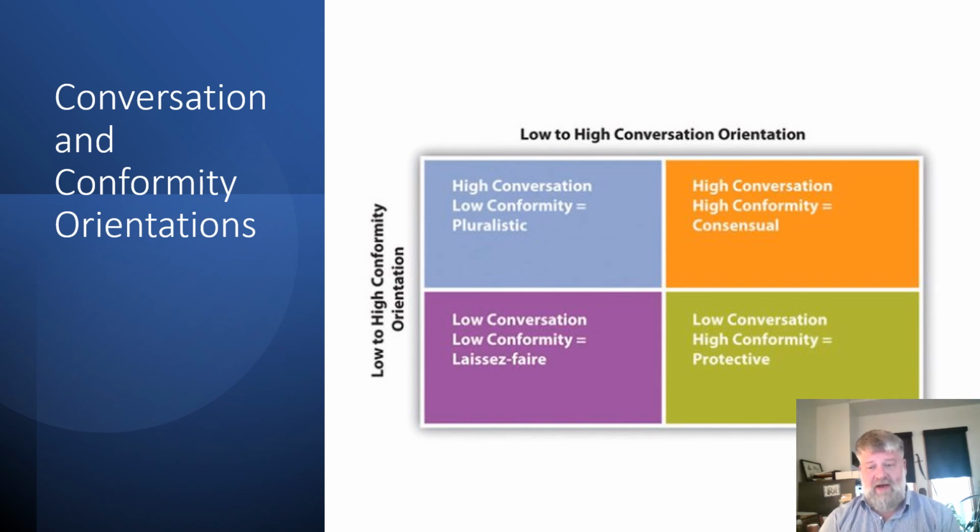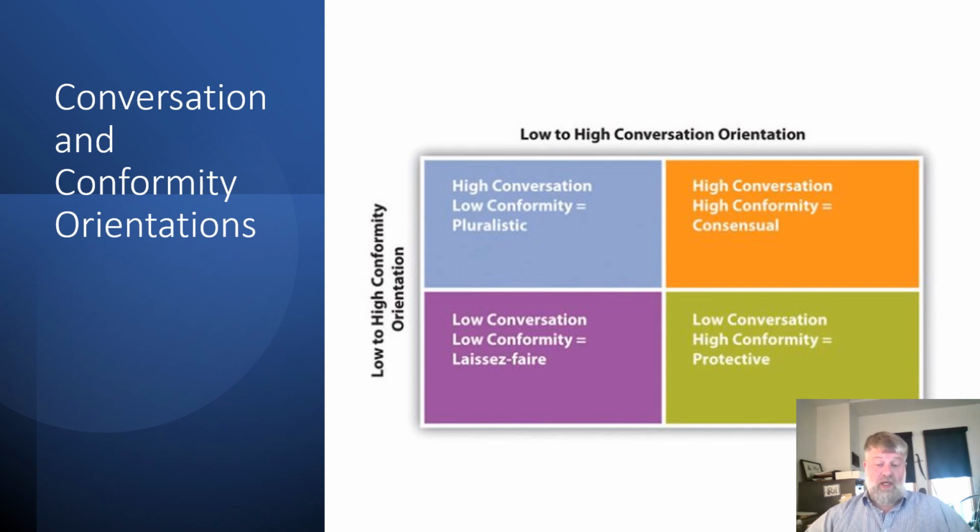Does the family have a high orientation towards conformity or a low orientation towards conformity? And does the family have a high orientation towards conversation or a low orientation towards conversation? So let's go ahead and start there with the blue corner in the top left of the rectangle. We have high conversation, low conformity, and that equals a pluralistic family.